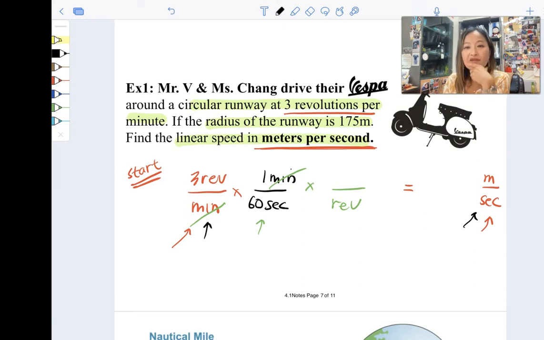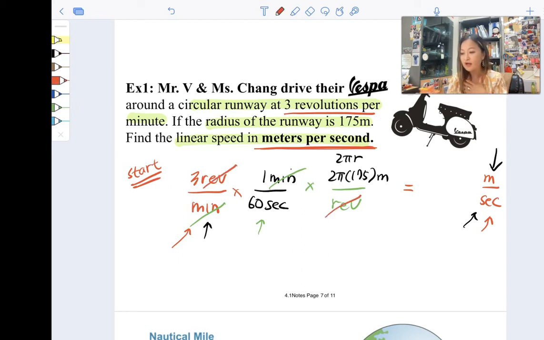But wait a minute. If I go around 1 revolution with Mr. V, if I go around 1 revolution, this is meters, right? How much meter have I covered? You're right. It's 2 pi r, right? I've covered 1 circumference of that circular runway. So it's going to be 2 pi and 175 meter. I'm going to put a meter there just so you guys can see that at circumference.